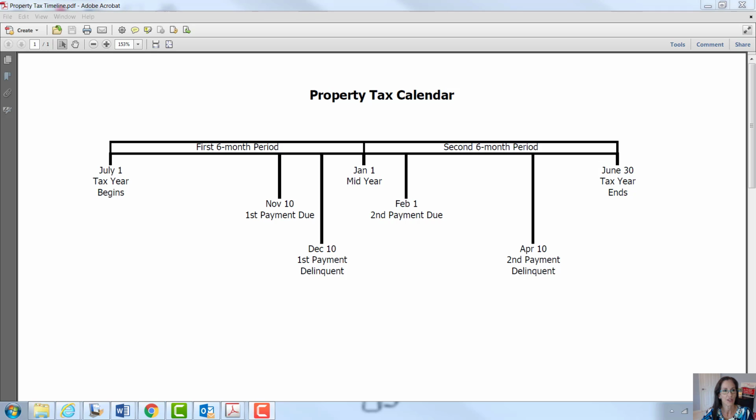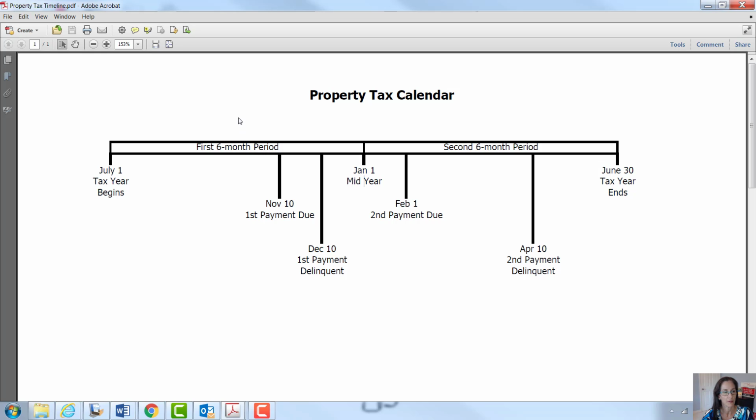Okay, so today we're going to talk about property taxes. And first thing we're going to orient you to is the timeline. So the tax year begins on July 1 and ends on June 30th. And it's broken up into two 6-month periods, the first and the second, with January 1 being right in the middle of the year. The first half of taxes are due in November.